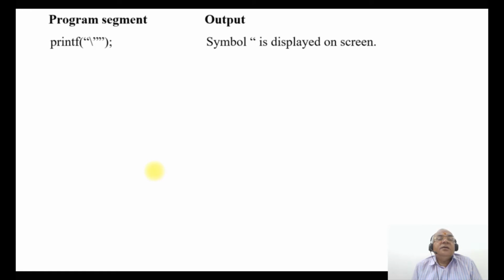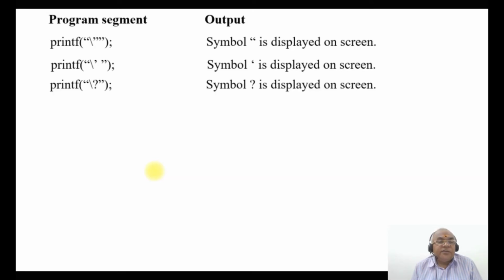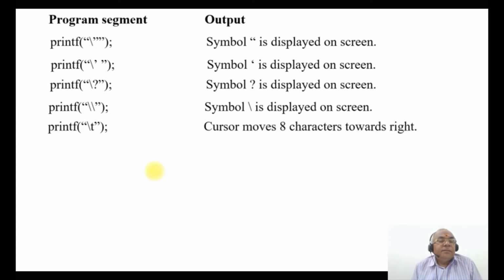Let's see the program segments and the output. Printf within the quotes \" (double quote), then the symbol double quote is displayed on the screen. Printf \' (single quote), and within the double quotes the symbol single quote is displayed on the screen. Within the quotes printf \? , the question mark symbol is displayed on the screen. Printf \\ within the double quotes, then the symbol \ is displayed on the screen.